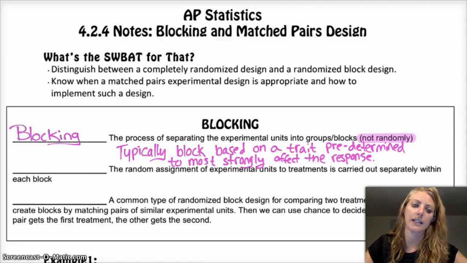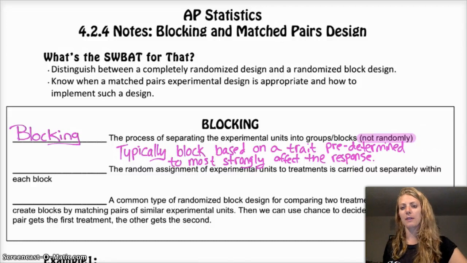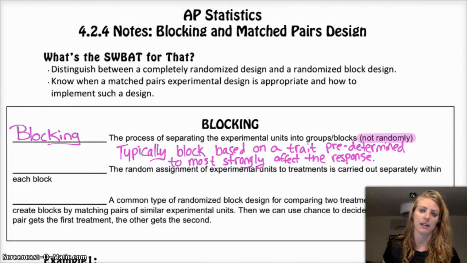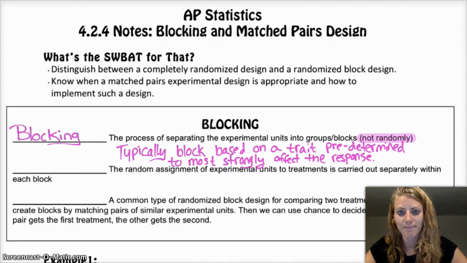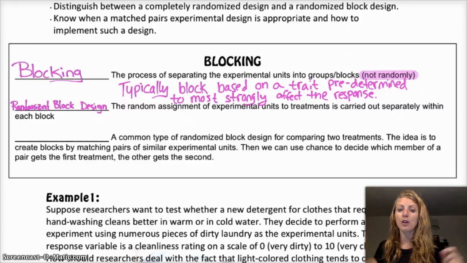The next thing is that the random assignment of experimental units to treatments is carried out separately within each block. This is basically the design of the experiment. It's called a randomized block design. What happens in a randomized block design is you separate the individuals, subjects, or units into blocks. There may be two blocks or three blocks, based on a particular trait that you think is going to affect the response. And then you randomly assign the treatments within each block.